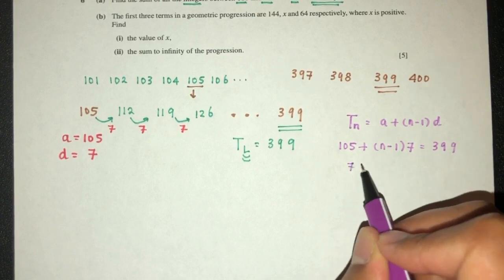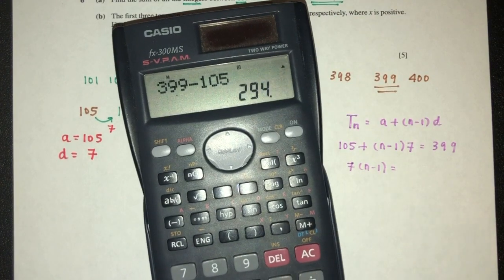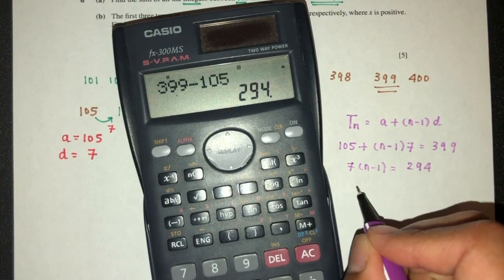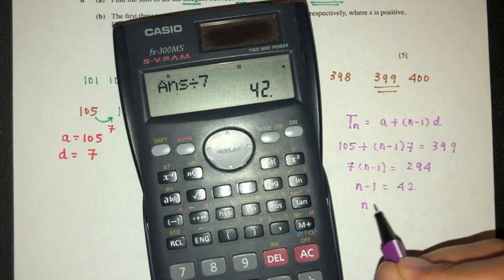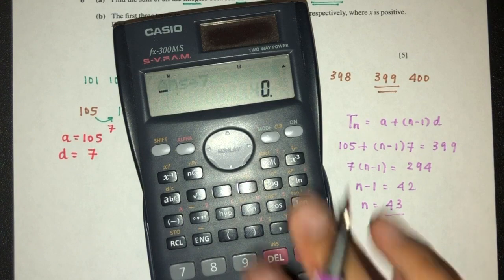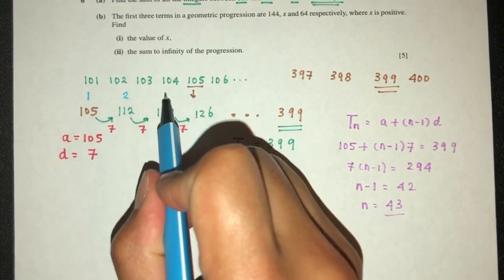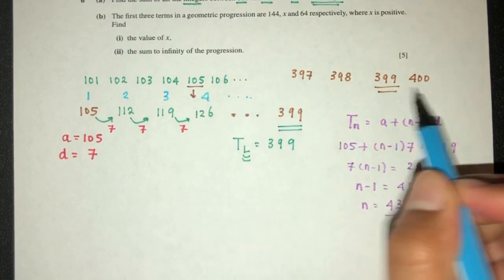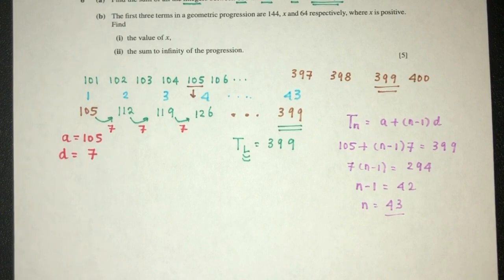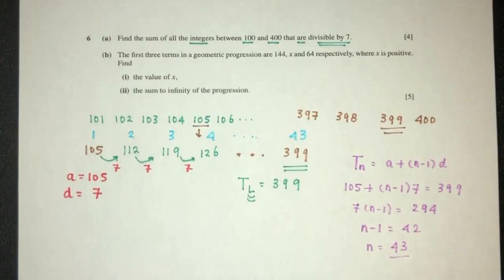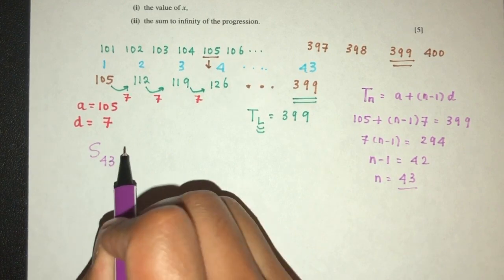So 7 times n minus 1 should be 399 minus 105, that should be 294. N minus 1 equal to 294 divided by 7, that should be 42. So finally, n should be 43. So the term will be 43 when this happens. So this is the first term, second term, third, fourth, until the 43rd term. So the question is not that. The question is we want to find the sum of all the integers in this list. So we want to find the sum of the first 43 terms in that progression.